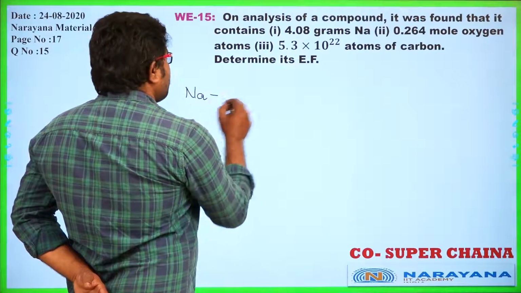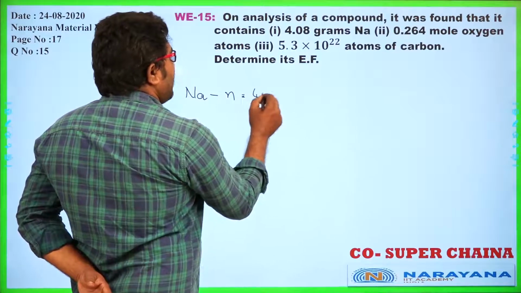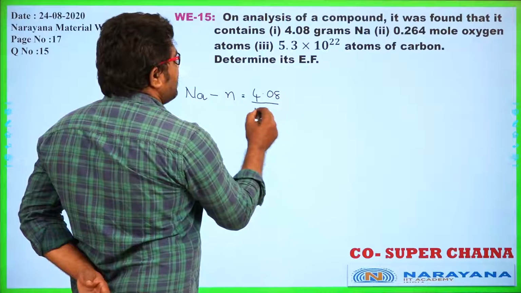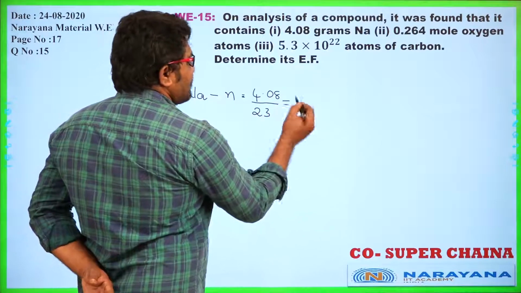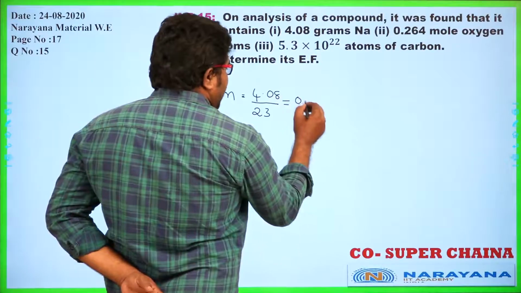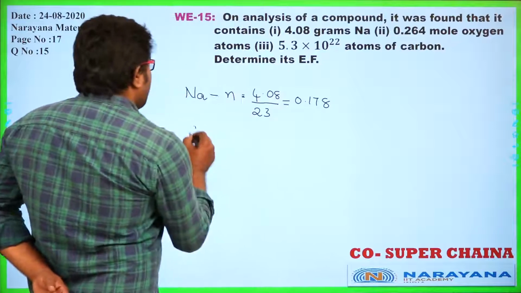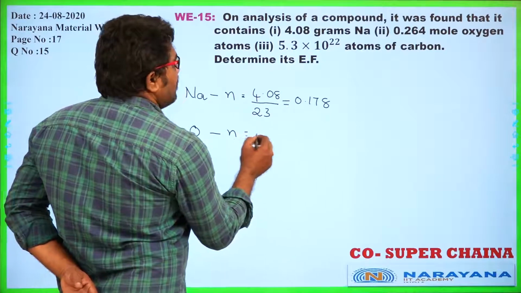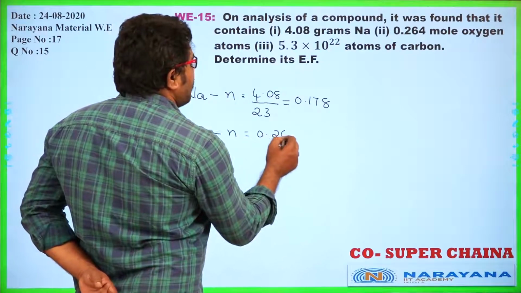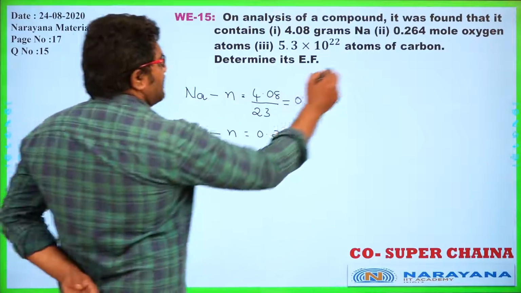Number of moles of sodium is equal to weight by gram molecular weight, 4.08 divided by 23. By doing this we can get 0.178. Number of moles of oxygen is equal to 0.264.